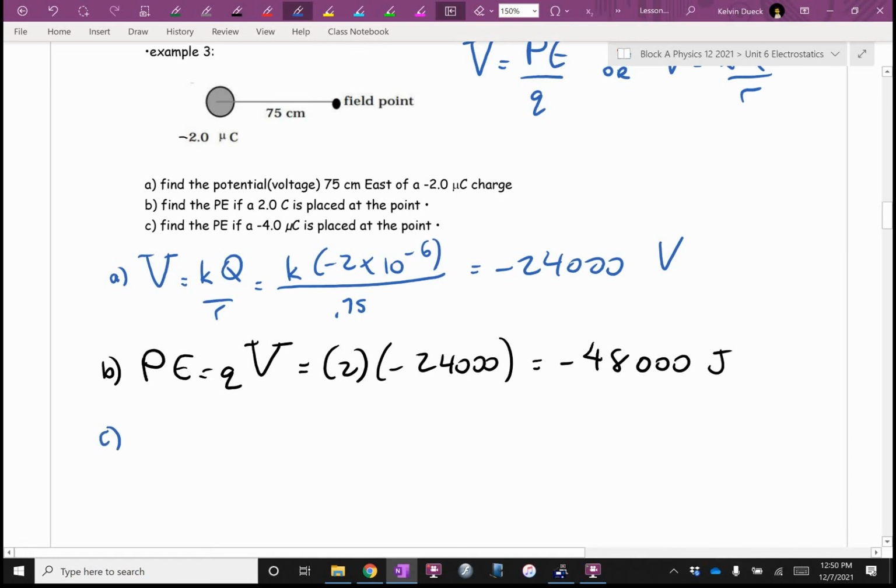What does part C want me to find? Also potential energy. Again, since I know the voltage, I'm going to go QV. Am I going to put the negative in? Yes, I am. Negative 4 microcoulombs. And what was the voltage? Negative 24,000. What do you get? Positive 0.96, is that right?